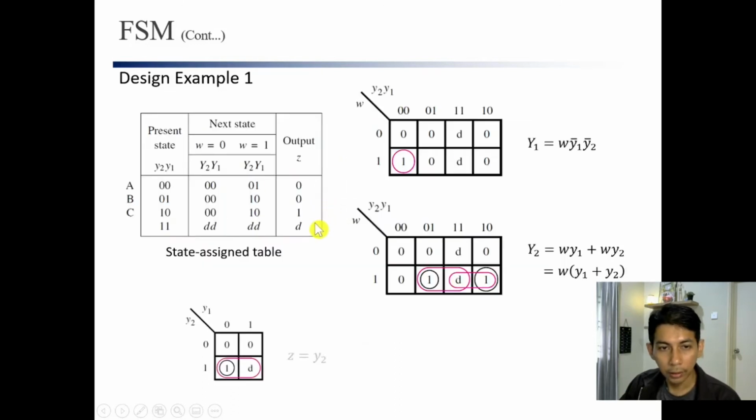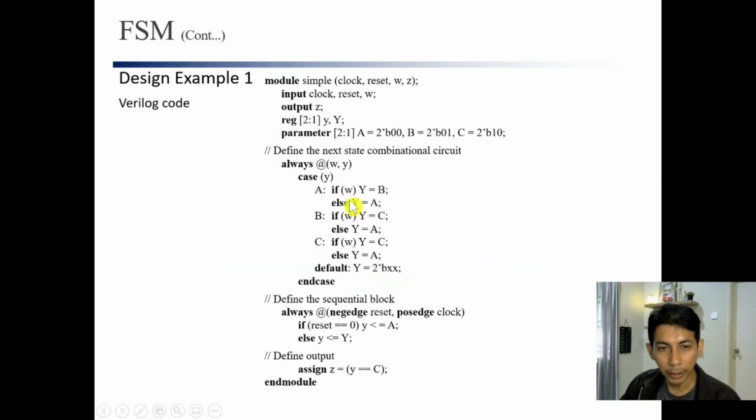So the code will be: we check W. If W equals 1, the output of that combinational circuit will be B, or 0 1. But if W equals 0, the output should be 0 0, or A in this case.